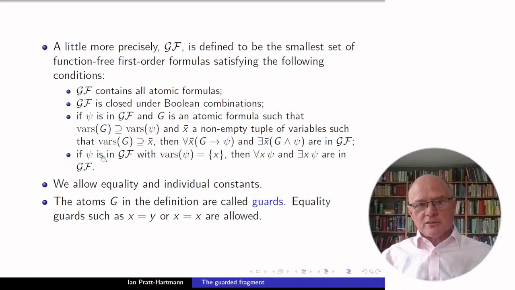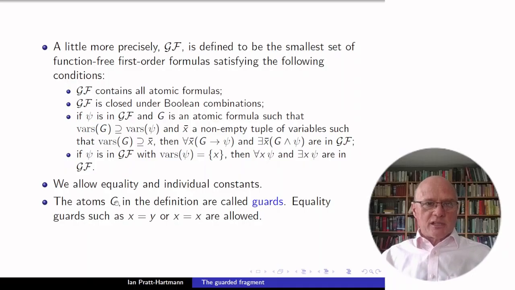And finally, we have one last rule here, the fourth rule. This says, if psi is a formula of the guarded fragment with one free variable, then we can quantify that variable without any kind of special atom G here. As normally we restrict quantification, but if there's just one free variable, we can quantify freely. We do allow equality in this fragment, and we also allow individual constants. Normally, I shall be dealing with the case where there are no individual constants because they don't really add anything interesting. We do not allow function symbols.